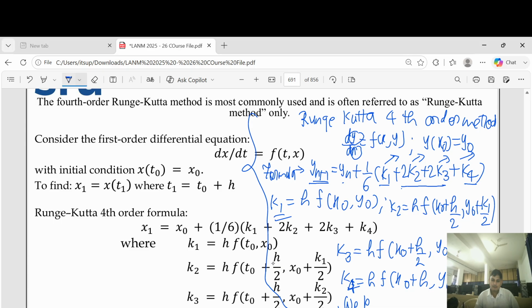We put all the values of k1, k2, k3, and k4 in equation number 1. Okay, in equation number 1. Then we evaluate the first approximation. And the second, if we evaluate y2, then here y1 plus 1 by 6 k1 k2. So this becomes accordingly. Okay, this reduces accordingly.